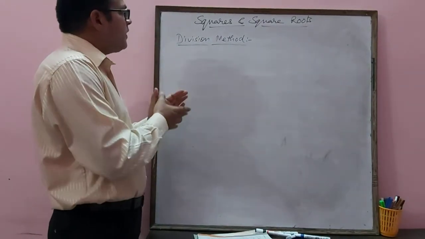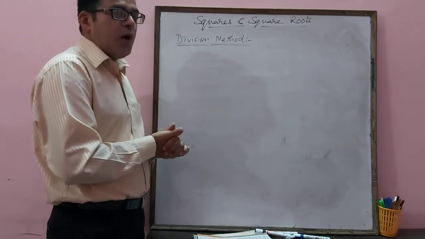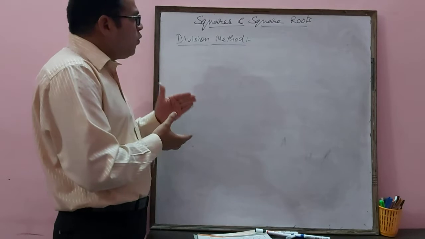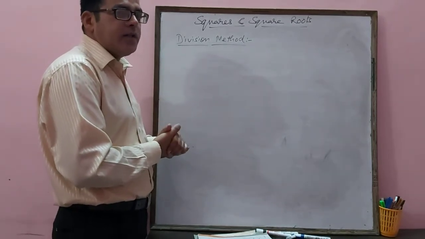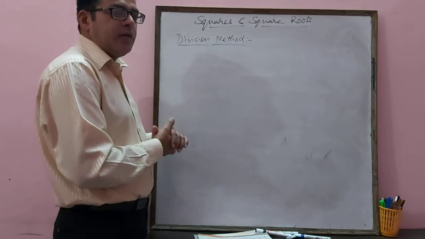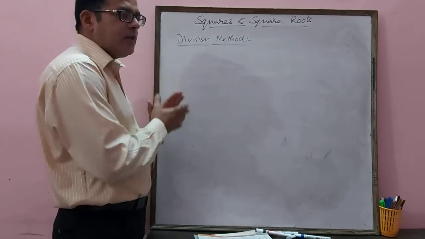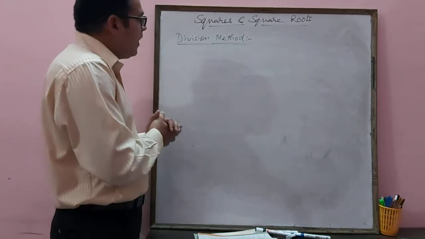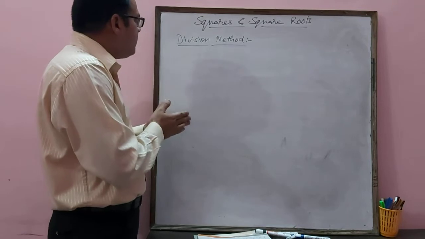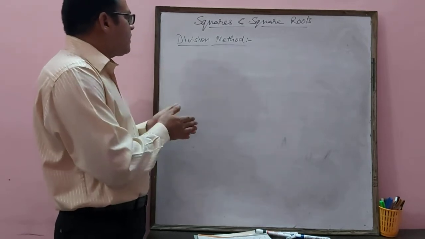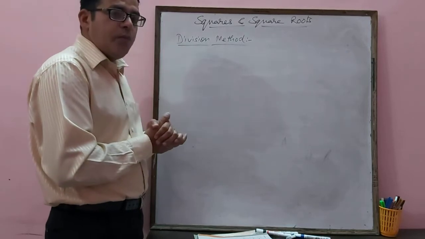Today we will discuss the division method of squares and square roots. Two methods to find the square root of numbers we have already discussed in our previous videos. The first method was the repeated subtraction method, and the second was the prime factorization method. The third method, which we will discuss today, is the division method to find the square root of numbers.